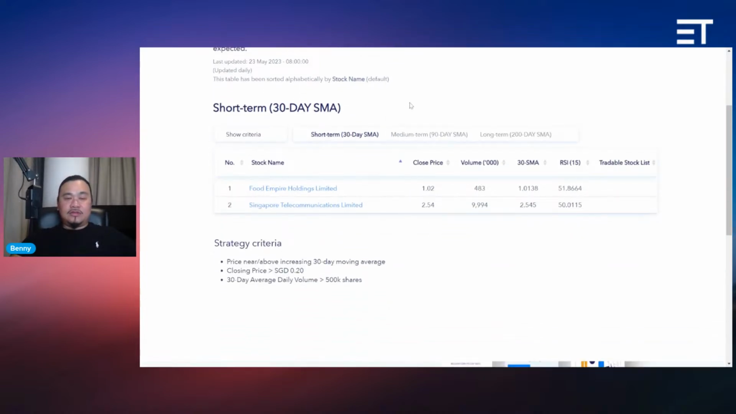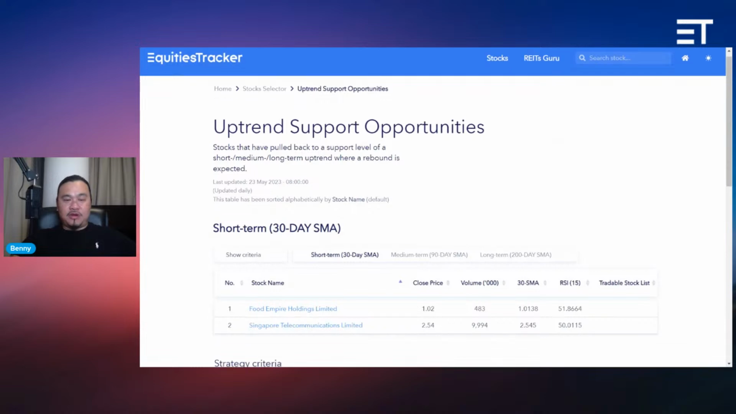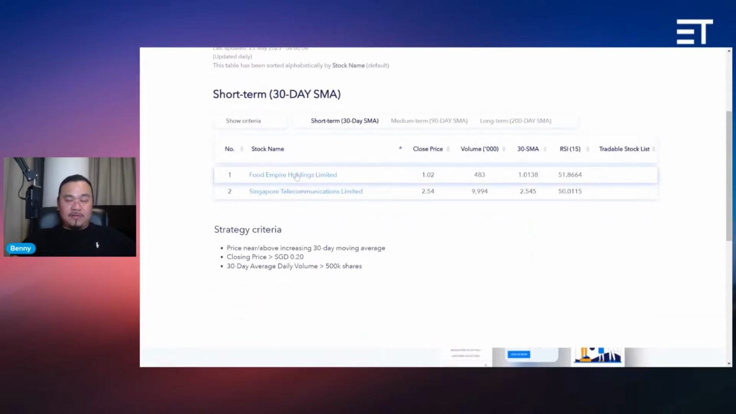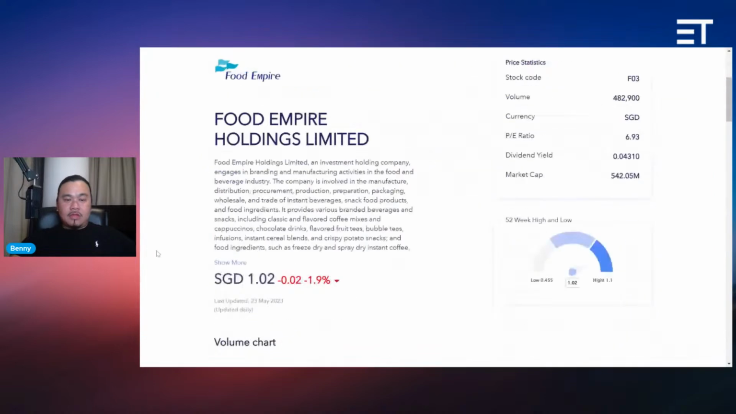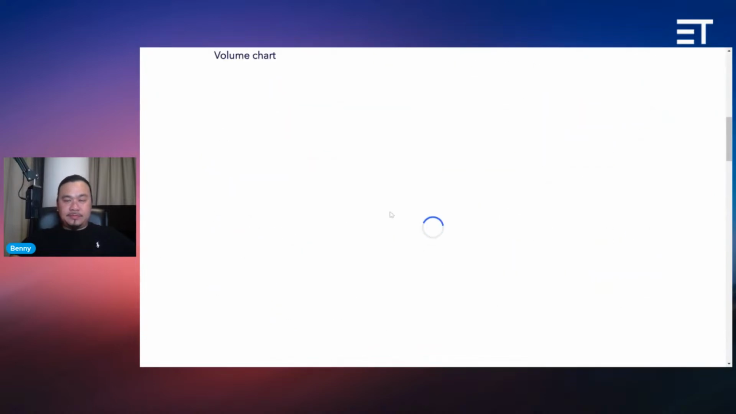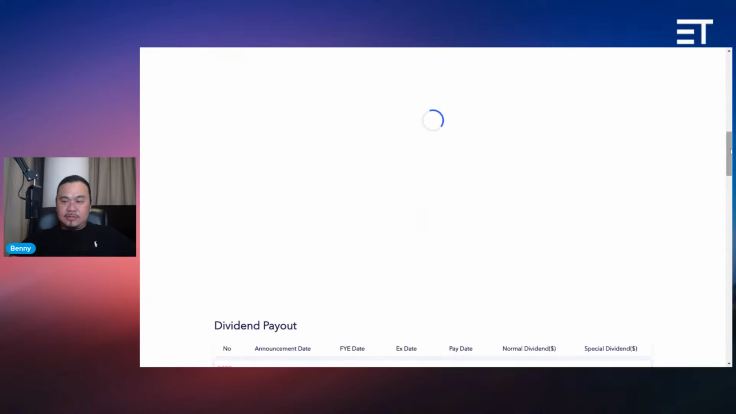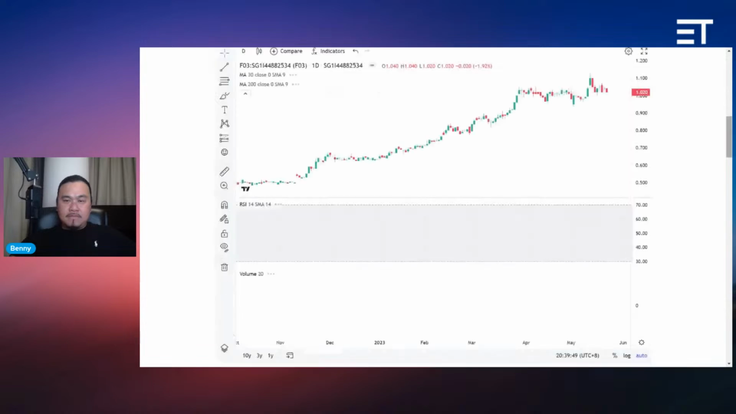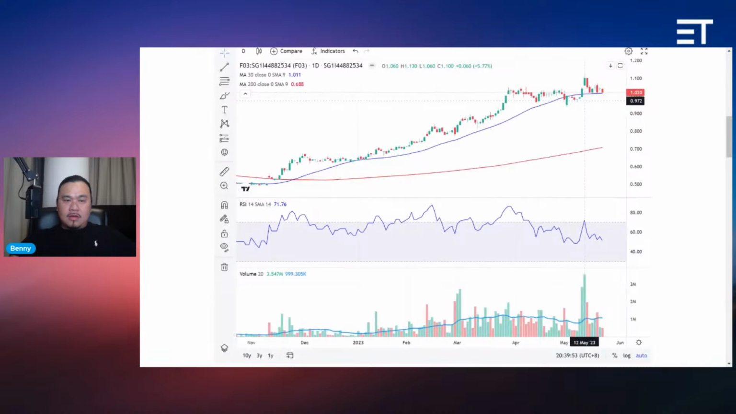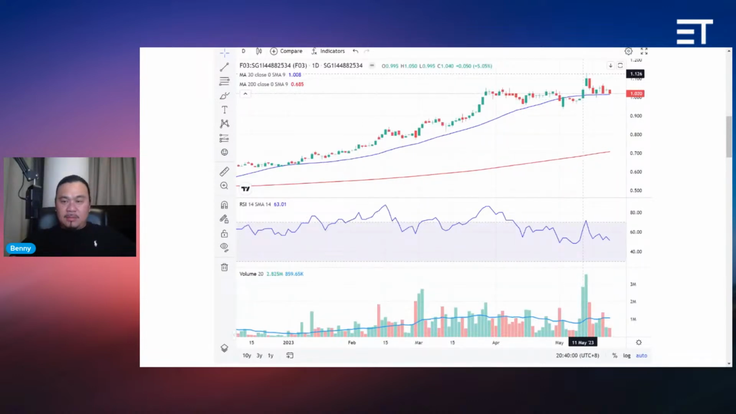To give you an example, this is basically purely technical, using price charts. I can just click on, for example, Food Empire. You can see on the chart, I'm just going to let it load for a while. Okay, the price is quite strong. It's been steadily trading above the moving average, and the high was at about 1.26. It has pulled back to the current price of 1.02. So now it has pulled back to the moving average.